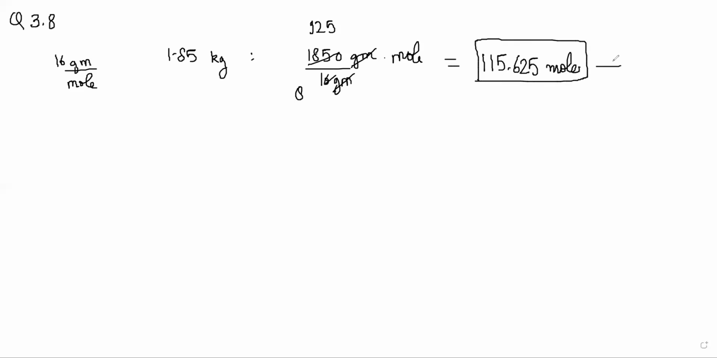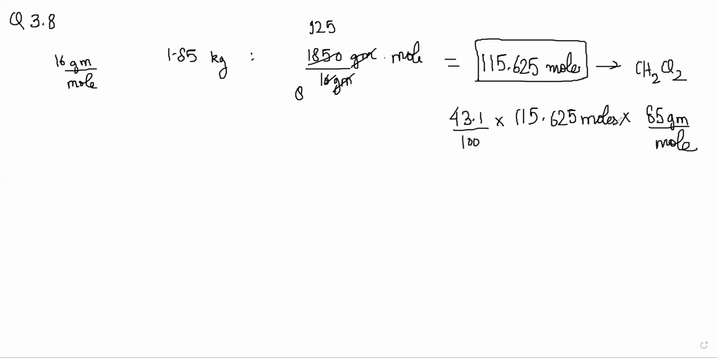This many moles of CH2Cl2 should be produced, right? Ideally, yes, but only 43.1% is reacting, right? So 43.1 by 100 into this many moles into the grams of CH2Cl2. That is carbon 12, H2 is 2, and Cl2 is 71. So 85 grams per mole, right? Correct.